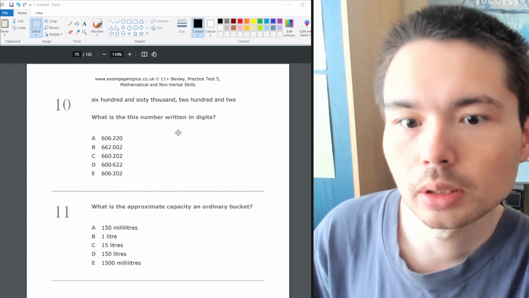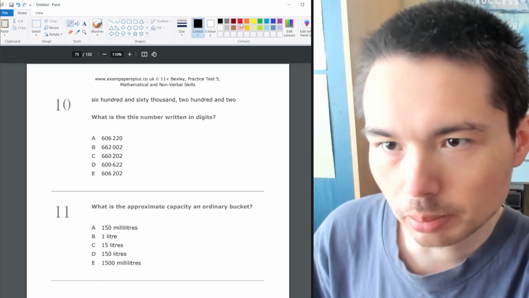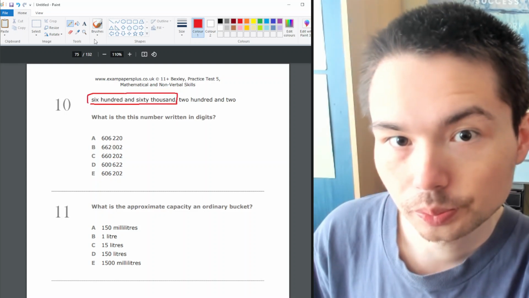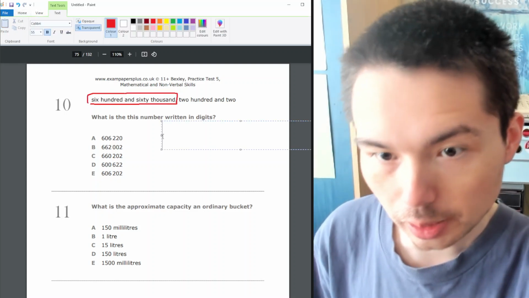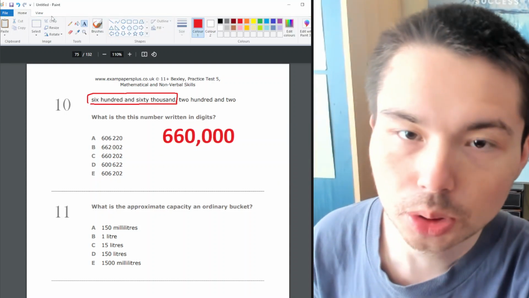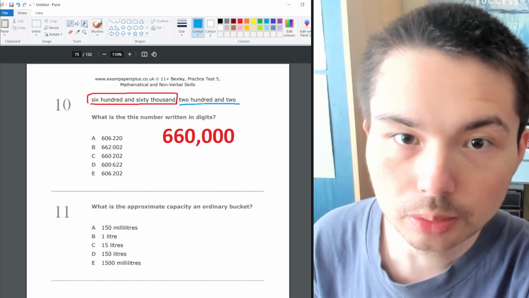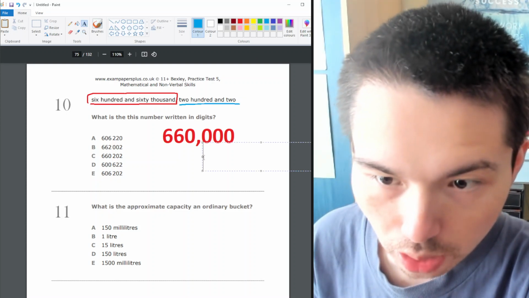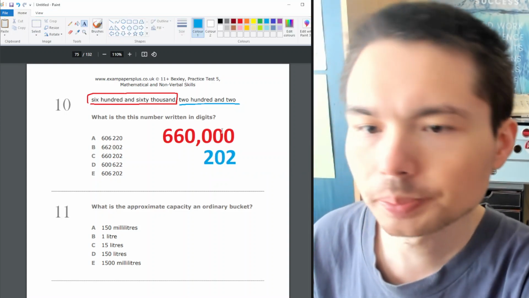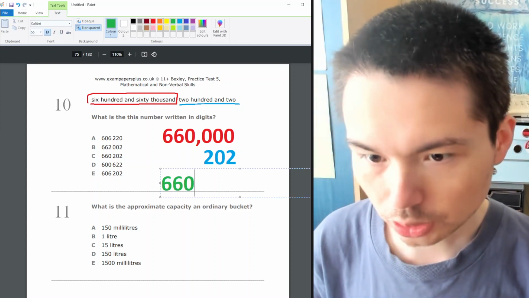660,202. What is this number written in digits? How to do this? We write one bit at a time. 660,000. Put a comma there to show it. 202. Put that underneath. When we're writing digits, we can write from right to left. 202. We have a gigantic number. Let's add it up. 660,202.